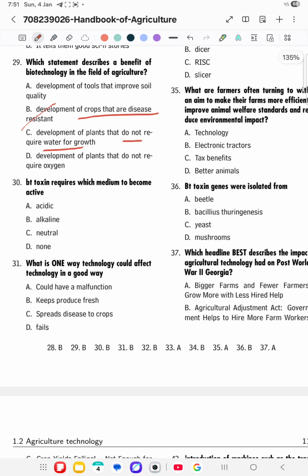Bt toxin requires which medium to become active? Alkaline. 30. B. Yes. What is one way technology... we read that it can malfunction. 31. Here it is B. Keeps produce fresh. Good effect, and good too, keeps produce fresh.